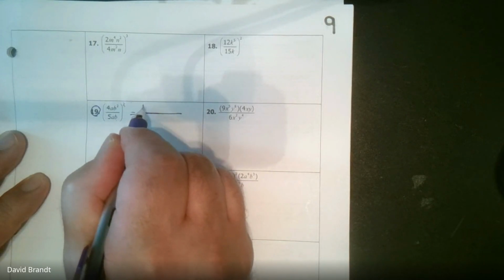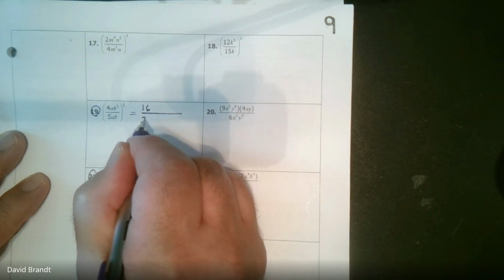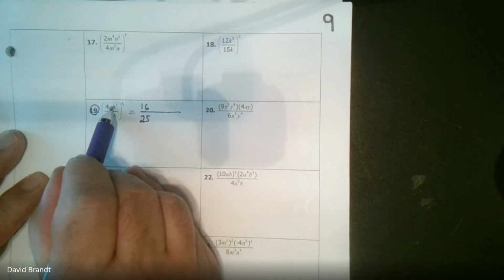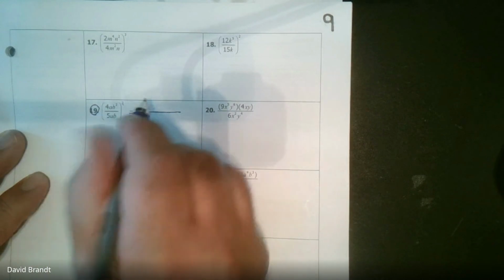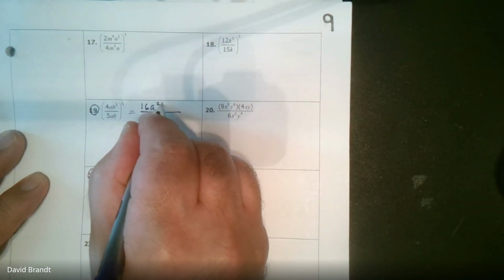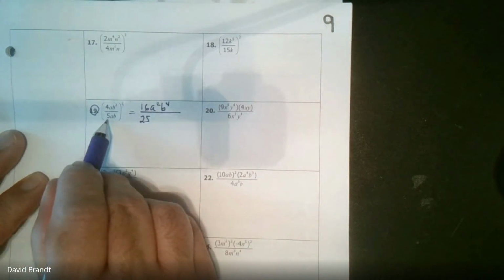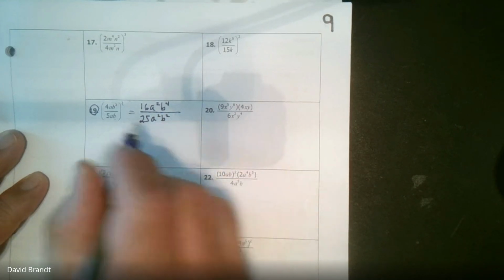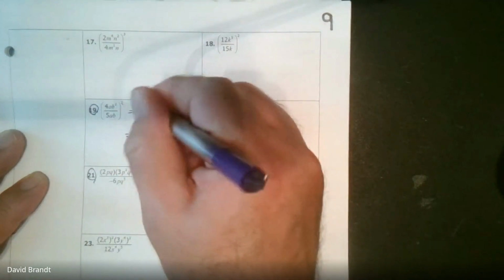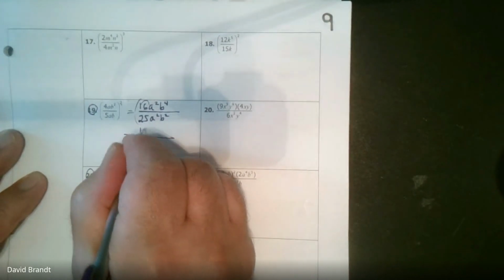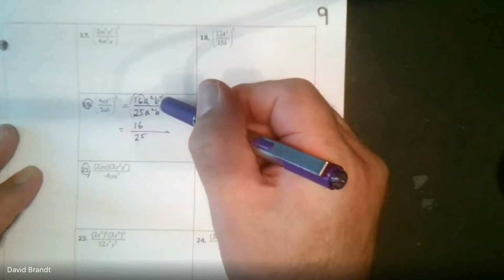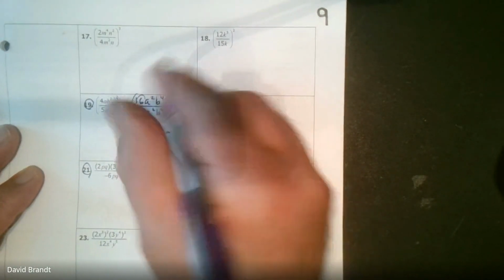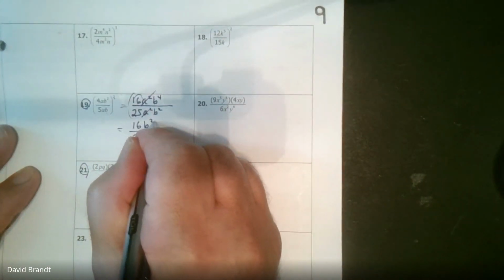So 4 squared is 16. 5 squared is 25. Now, we've got to multiply all these exponents together. That's going to be A^2, B^4 on the top, and then A^2, B^2 on the bottom. 16 over 25 does not reduce, so that stays 16/25. Now, what happens when you subtract on the A's? You get A to the 0. You can just cross those out. 4 minus 2, that's B to the 2. So there's your simplified answer, 16B^2 over 25.